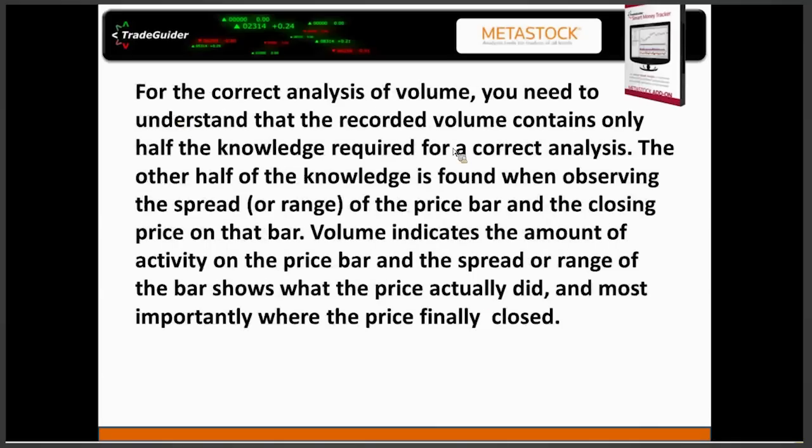For the correct analysis of volume, you need to understand that the recorded volume contains only half the knowledge required for a correct analysis. The other half of the knowledge is found when observing the spread or the range of the price bar, and the closing price on that bar. Volume indicates the amount of activity on the price bar, and the spread or the range of the bar shows what the price actually did, and most importantly, where the price finally closed.